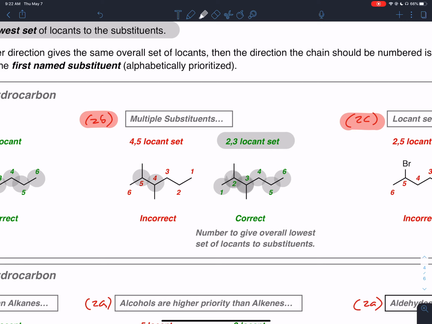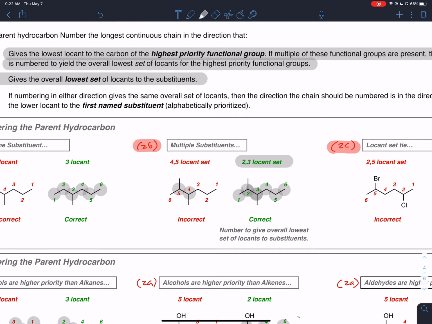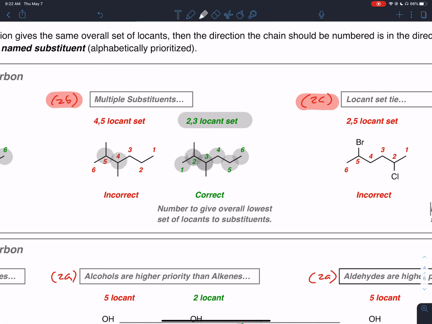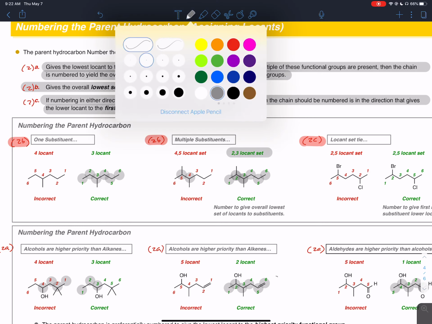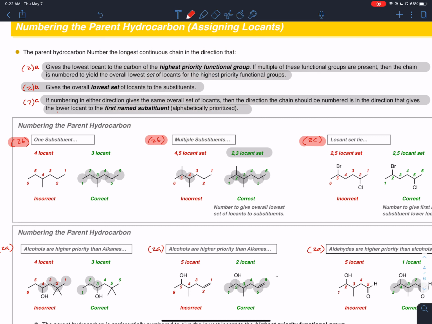And we always want to default to the overall lowest locant set. And remember, of course, that comes after we give the lowest locant preferentially to the highest priority functional group. However, in this molecule, we just have an alkane, so we don't even have to consider that. Then, of course, if it's the case that numbering in either direction gives you the same locant set, if there's that tie in locant sets, then what we will default to is giving the lowest locant to the first named substituent. Let's look at an example of that. We'll call that scenario 2C.